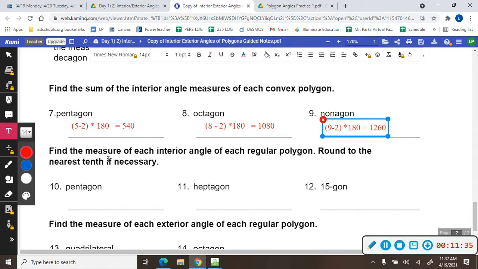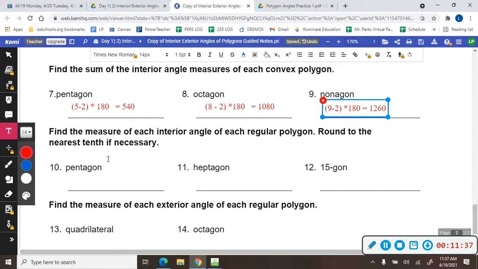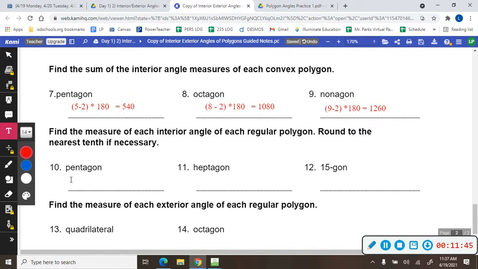Now here, find the measure of each interior angle. If it's regular, so pentagon, I have to take that 540 divided by 5. 540 divided by 5 is 108. So each angle is 108.